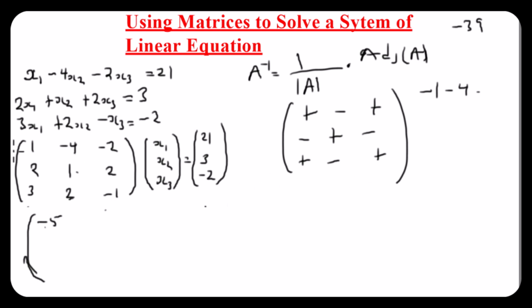Next one, so strike this out, strike this out. So I'm left with 2, 2, 3, and minus 1. So 2 times negative 1 is minus 2. Minus 3 times 2 is 6. So minus 2 minus 6, that's minus 8, isn't it? And then times this sign, so that's positive 8. So here I have 8.